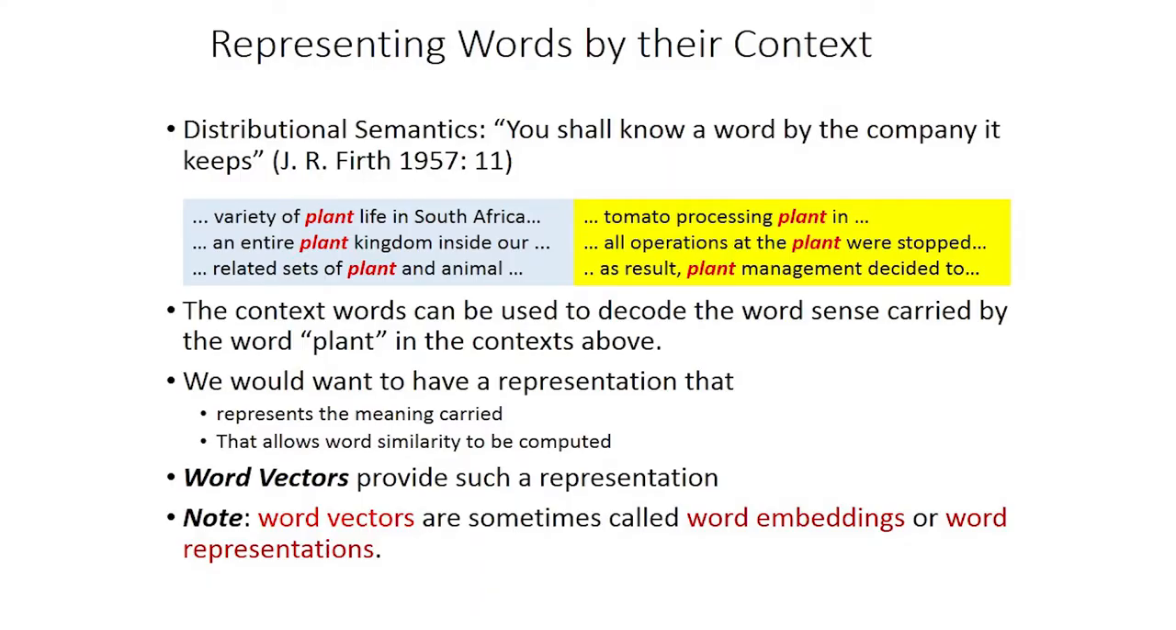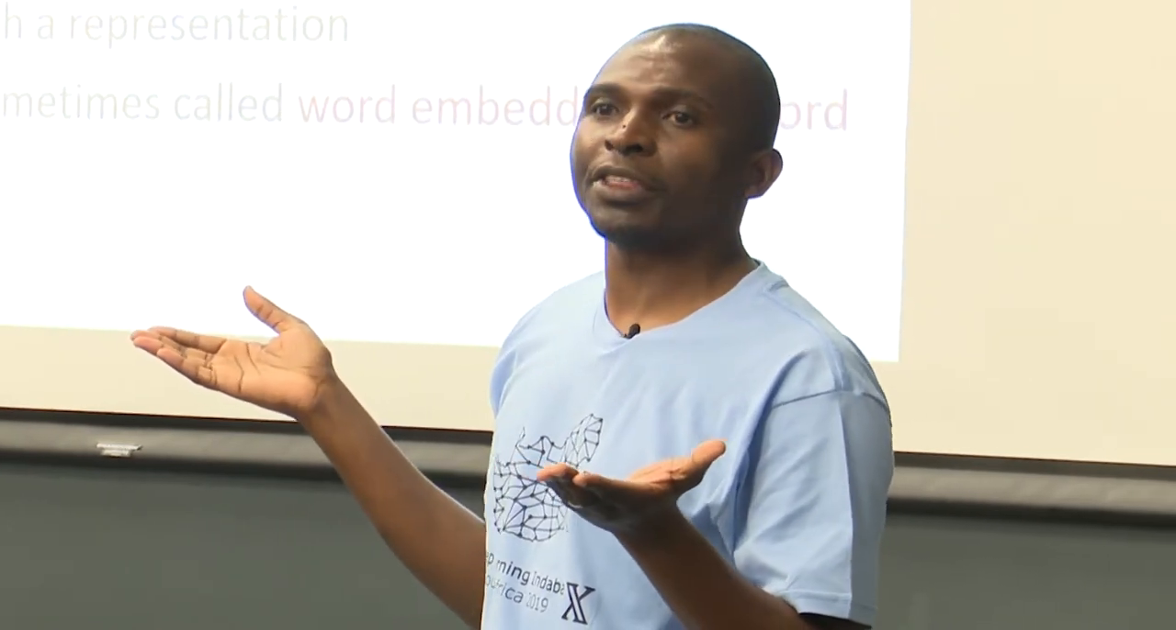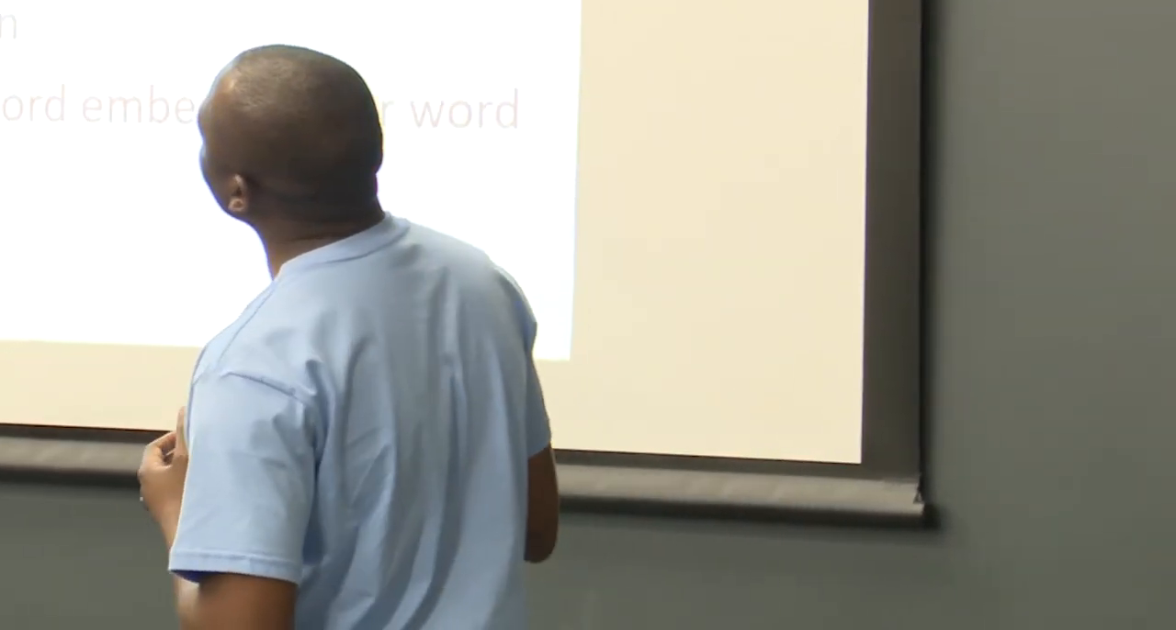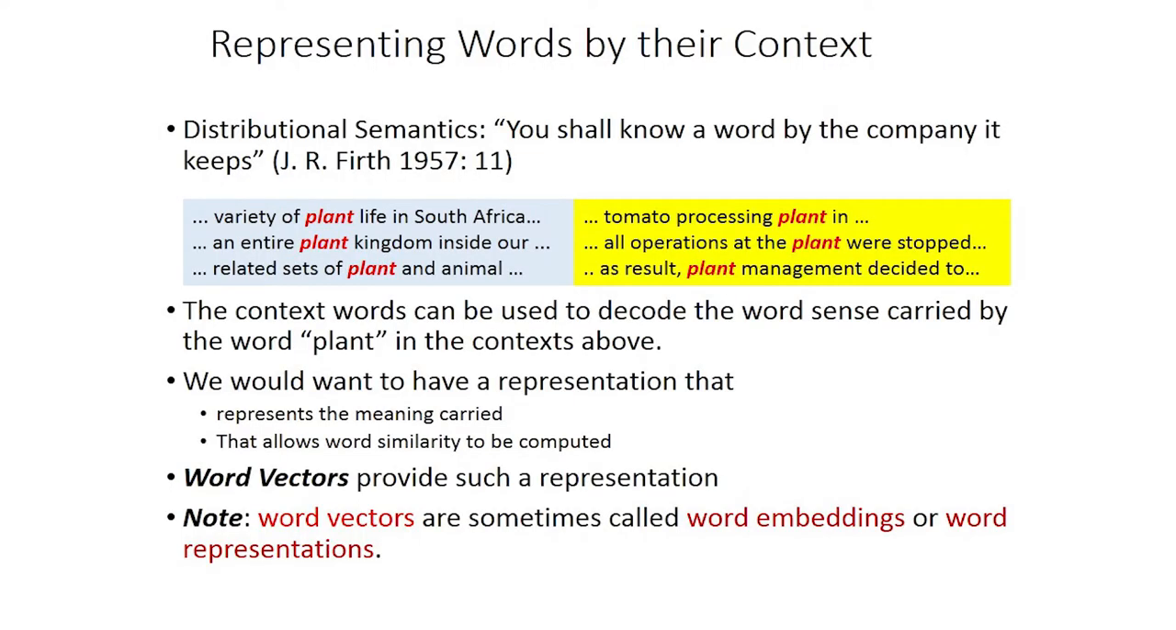Okay, the one on the yellow? Factory. It's a factory, isn't it? And what did we use to get to the sense that it's carrying? We're just looking at the words that are neighboring the word we're interested in, isn't it? So we can actually use the context in which the word appears to get the meaning that a word is carrying. So we would want to use that concept. And the concept of word embeddings or word representations is based on that concept. You're just looking at the context in which the word appears and trying to decode the sense it is carrying from its context.